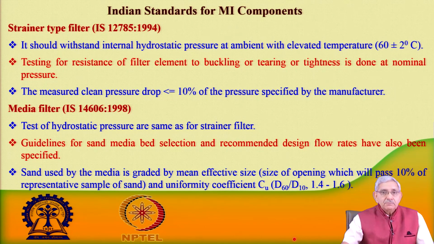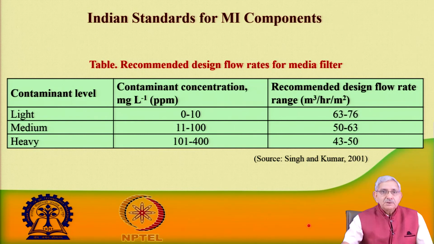Then the coefficient of uniformity, Cu, is given by D60 by D10, that is the ratio of the diameter of the particles through which 60% passes to the diameter at D10. This ratio Cu should be within the range of 1.4 to 1.6.